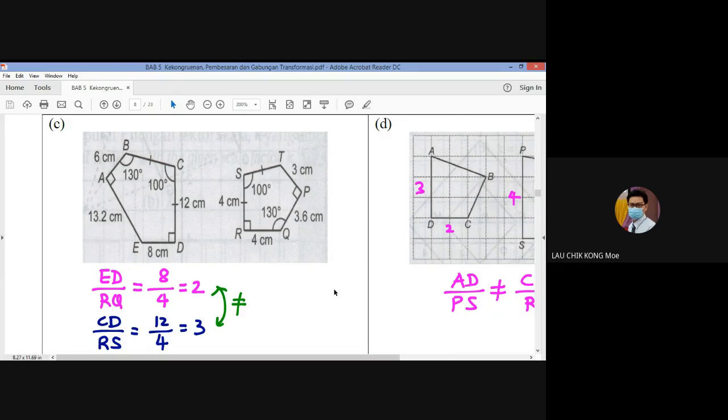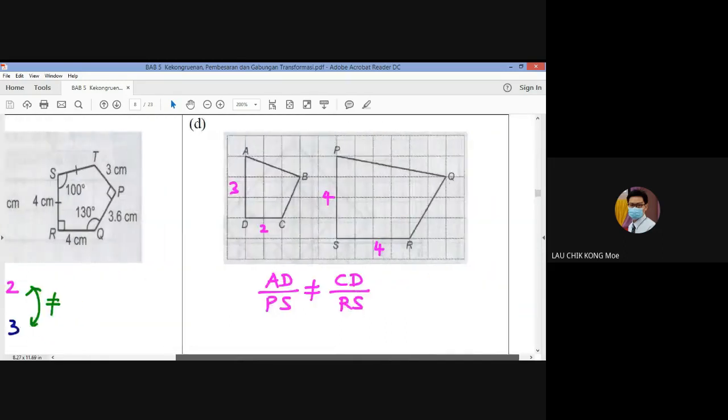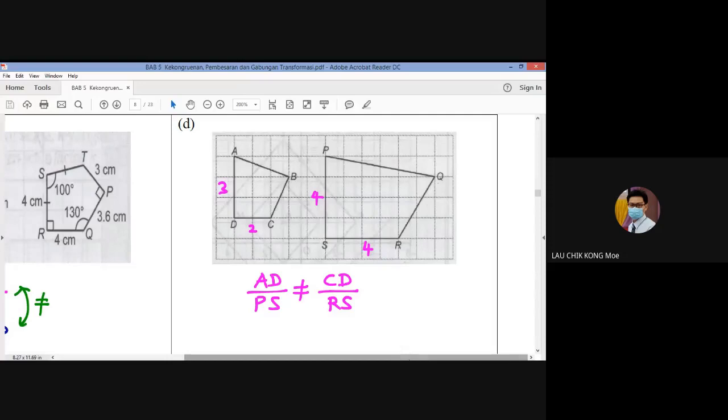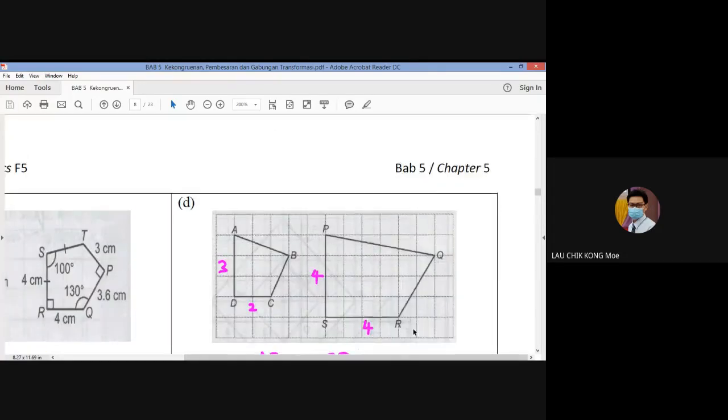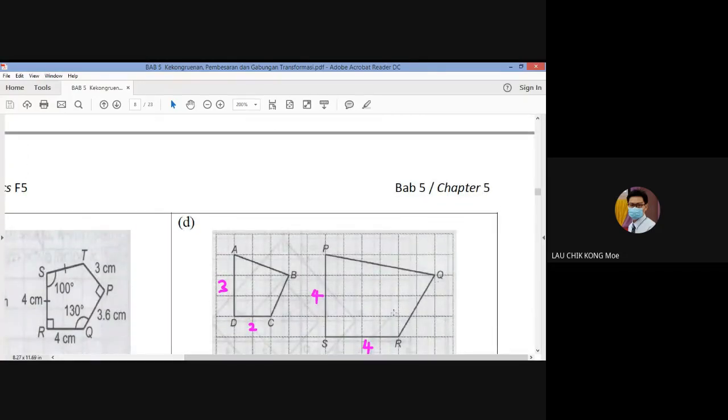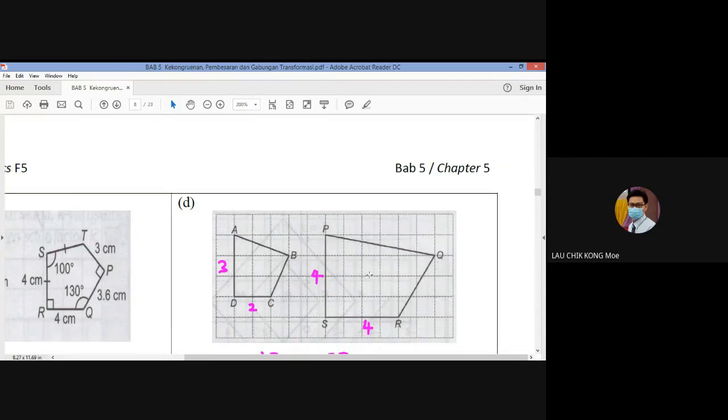Okay, next we go to D now. Okay, D. So D, Nazim, can you tell me your answer? Is it similar or not similar? Nazim? Not similar. Yes, very good.